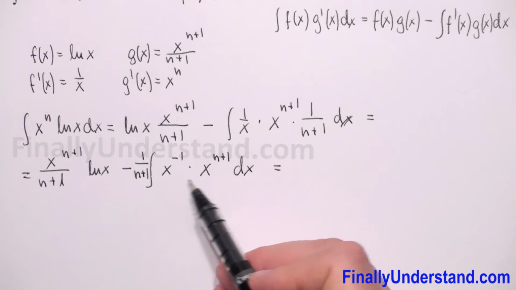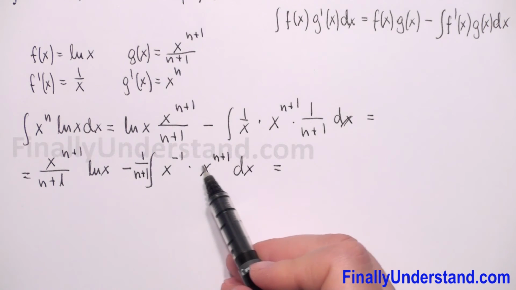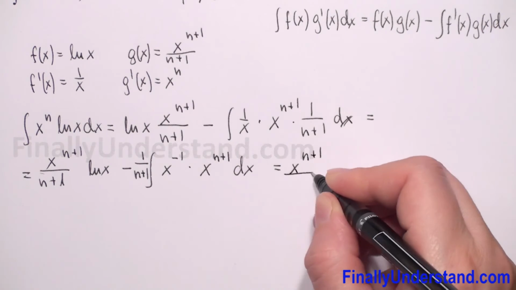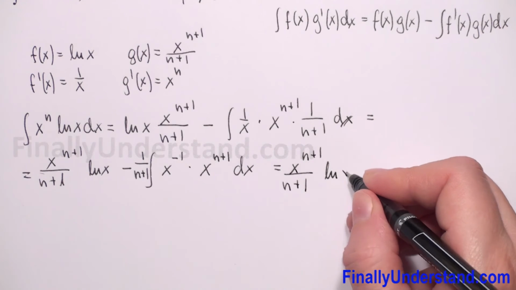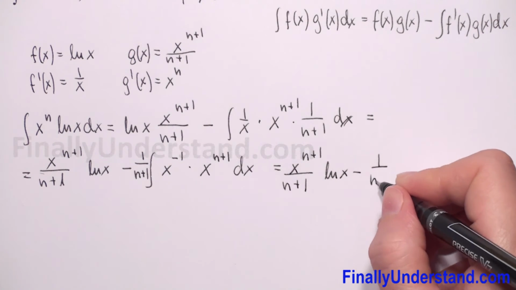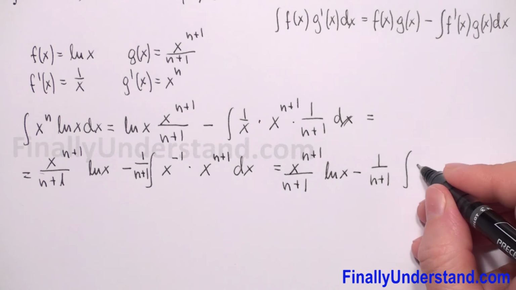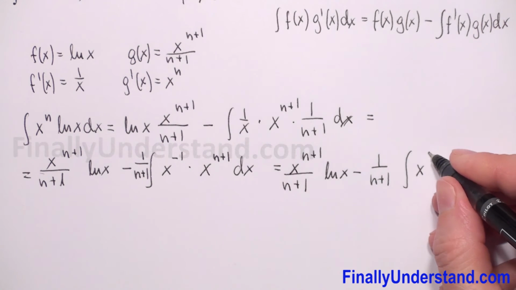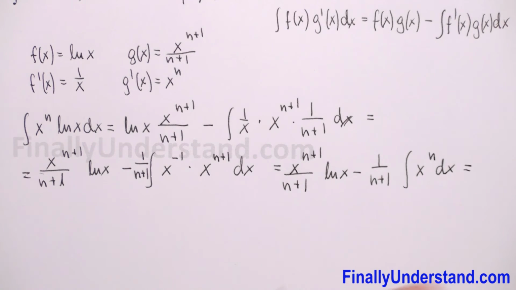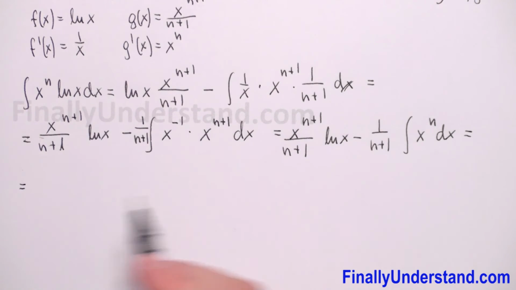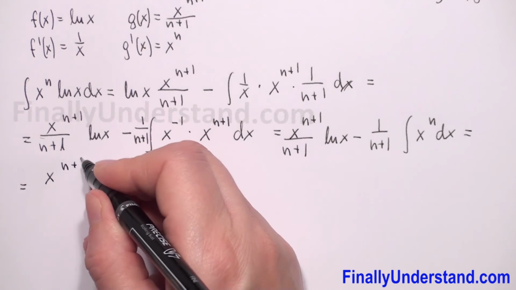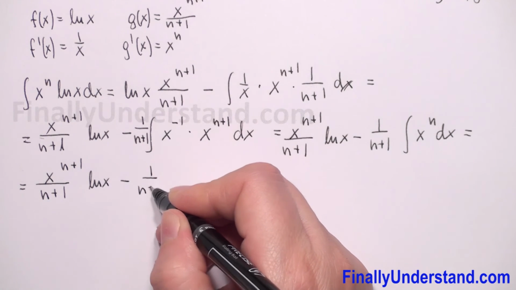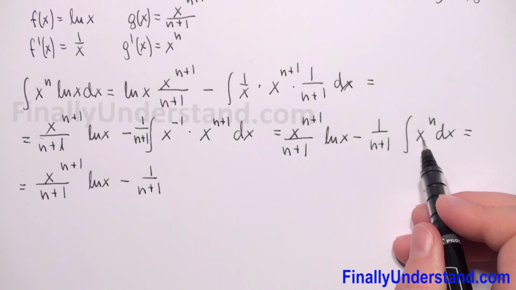Now we have multiplication with the same base, so we will add the exponents. Let me copy the beginning: x to the power n plus 1 over n plus 1 times the natural logarithm of x minus 1 over n plus 1, and we will have the integral of x to the power negative 1 plus n plus 1, this is n, with respect to x. So this is equal to x to the power n plus 1 over n plus 1 times the natural logarithm of x minus 1 over n plus 1 times the integral of a power function.